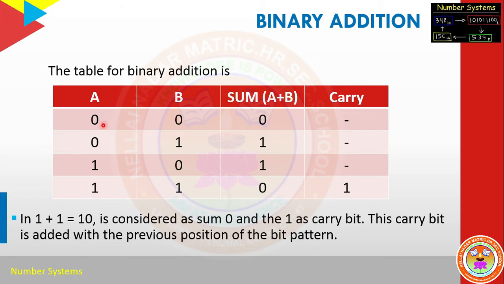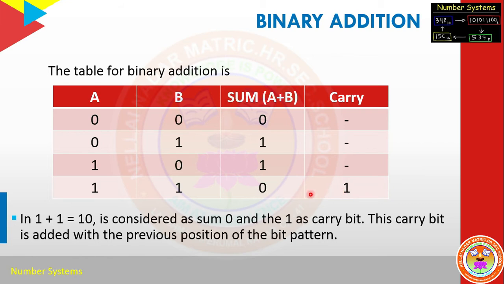See that, 0 plus 0, the answer is 0 as usual. 0 plus 1, the answer is 1. It is also a usual thing. And 1 plus 0, that is 1. Then finally 1 plus 1 is 10 generally in binary addition. But usually in mathematics 1 plus 1 is 2. Is it correct? But here it is different. 1 plus 1 is 10. So the sum bit is 0. The carry bit is 1. So in the carry bit you can put it like here.